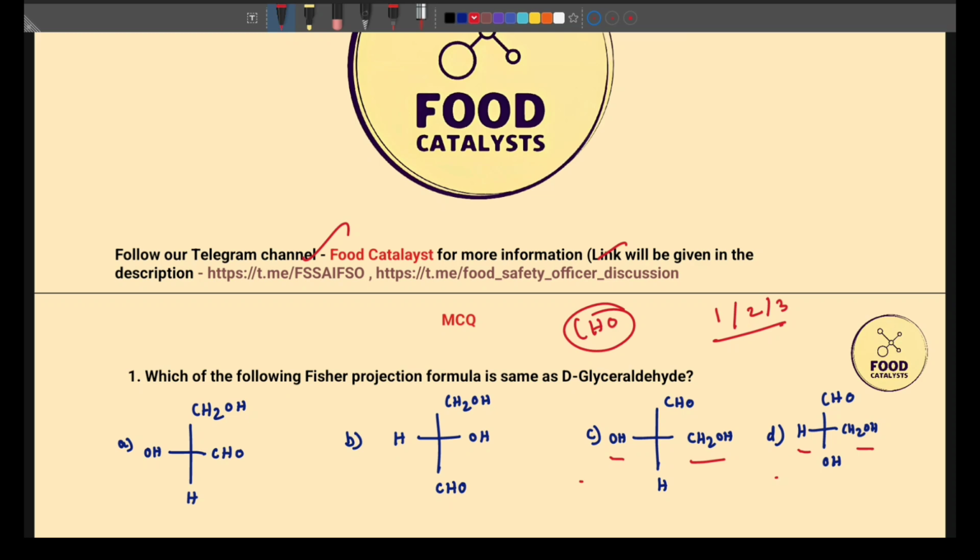See, this is a Fischer projection. The easiest way to understand this is a Fischer projection. The Fischer projection will represent where the OH is placed. Here in the actual D-glyceraldehyde, the OH will be present on the right side. So here none of the other components has OH on the right side. So this B is the right answer.